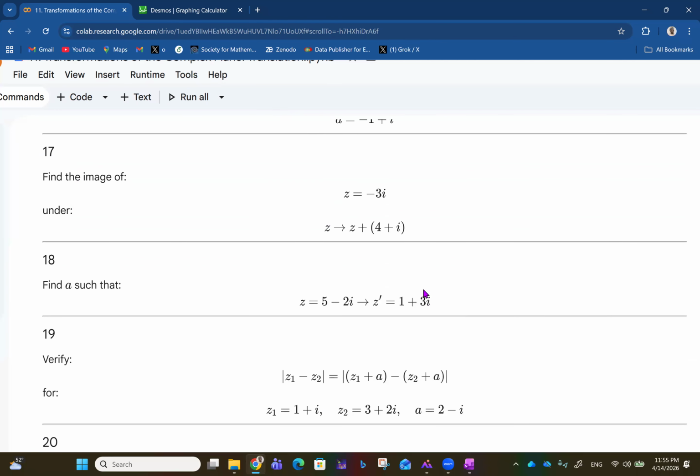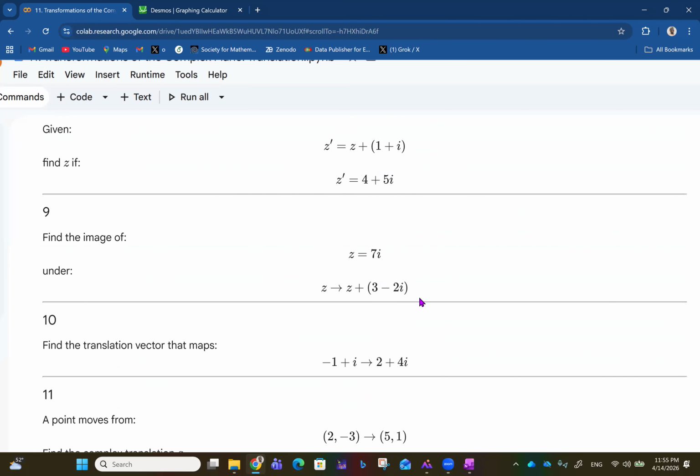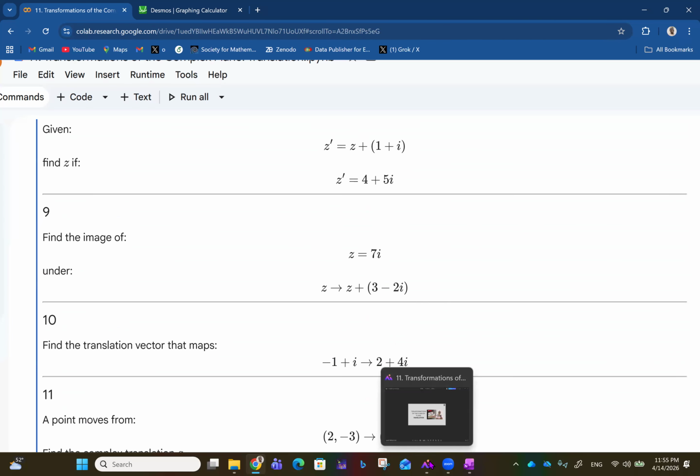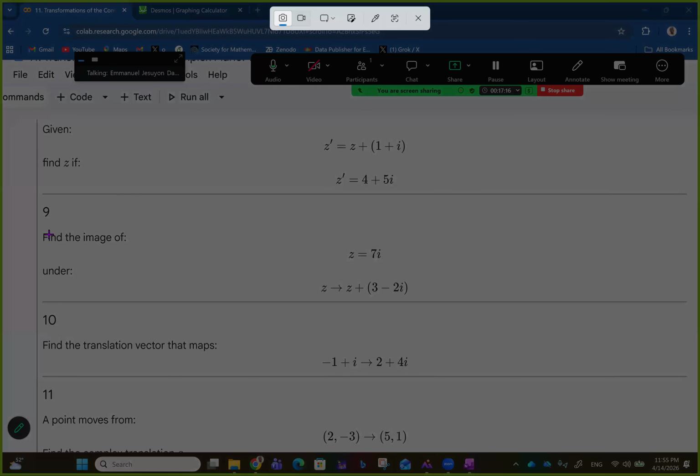Okay, I think I'm gonna take question 18. I'll take question 18. Then I'll also take an earlier question too. Find the translation vector that maps minus 1 plus i to 2 plus 4i. Okay, so I think I like this. So here now we just need to extract all the things. How did I used to do that? I think I'll need to snip, right? I'll take a snip of this.